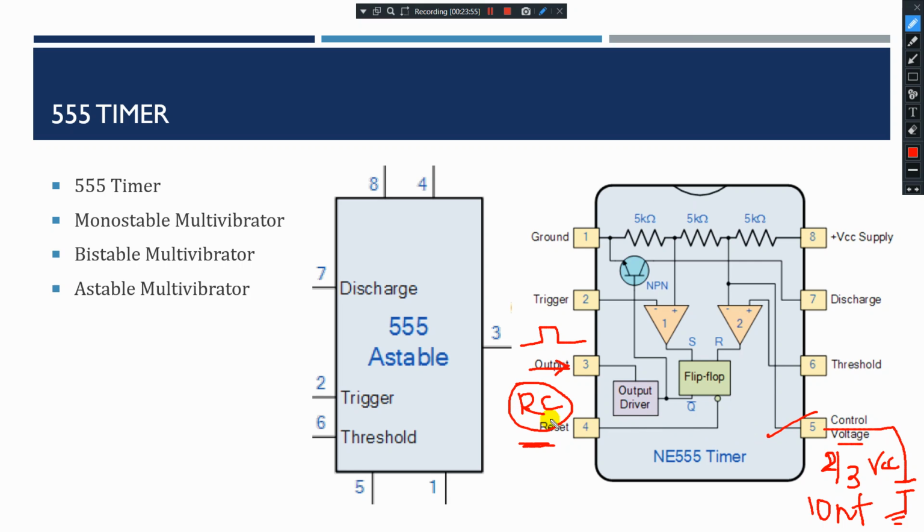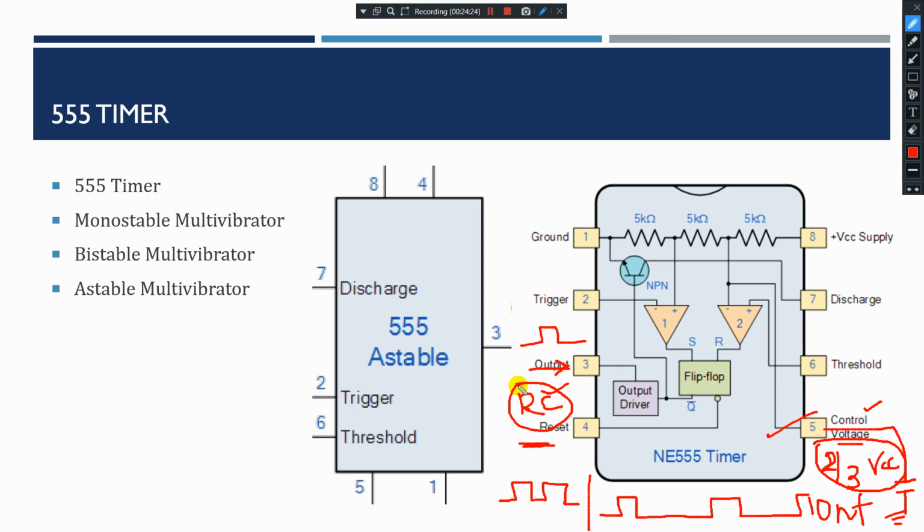So with R and C, if I want to change the output waveform, say I want a 50 to 50 duty cycle, and in some time I need a 50% duty cycle and 70% duty cycle, again 50%, again 70%. To do this, I don't want to change this R and C. I just need to change the voltage of 2/3 of VCC. That is by the control voltage. That is the reason we use pin number 5.